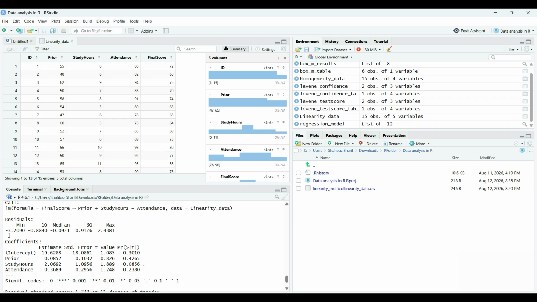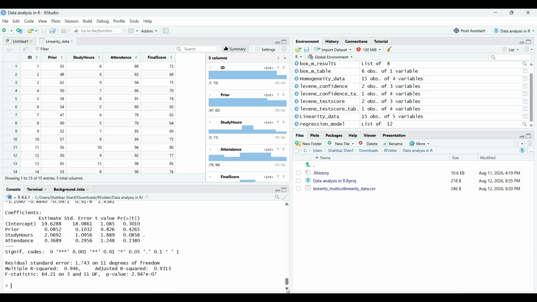The minimum value is -3.2090. First quartile value, median is -0.0971, third quartile, and maximum value. On the other hand, we can see here intercept value according to estimate and prior knowledge.